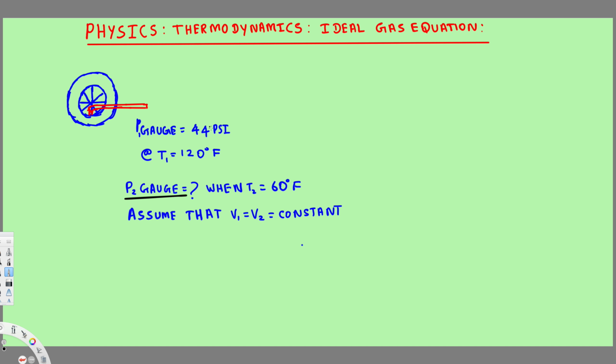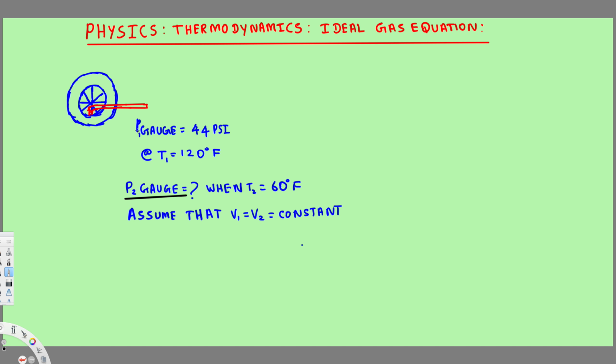So the psi value is at 120 degrees Fahrenheit. The question is asking when this temperature drops to 60 degrees Fahrenheit, what's going to be the new P2 gauge? So we are going to calculate this one, and also they are saying V1 and V2 are constant, so these two are going to be equal. So let's see how we can do this.